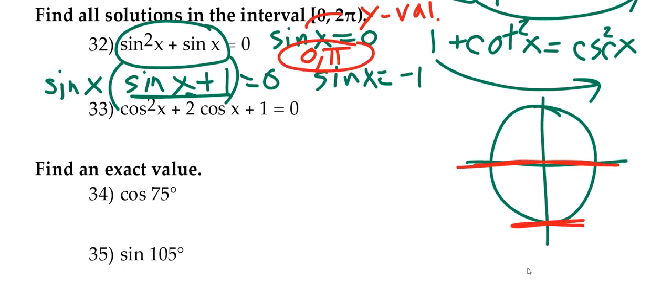Negative 1, well, that happens down here. What do you got for that one? 3 pi over 2.